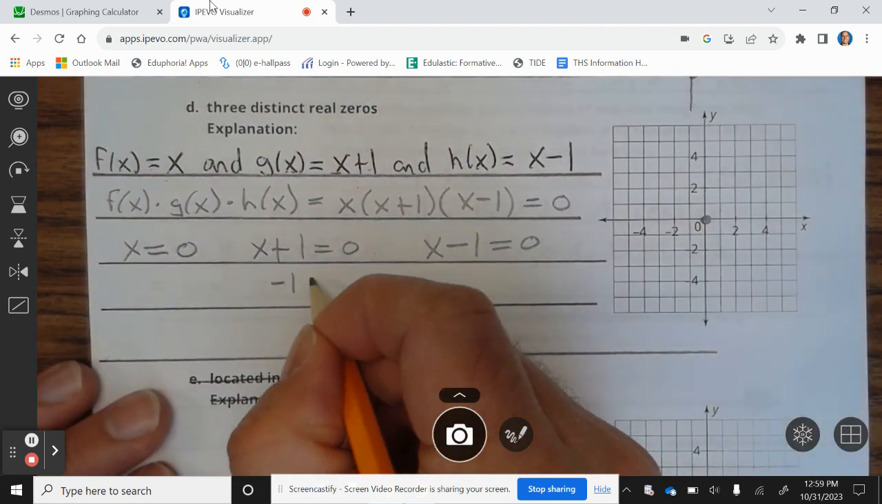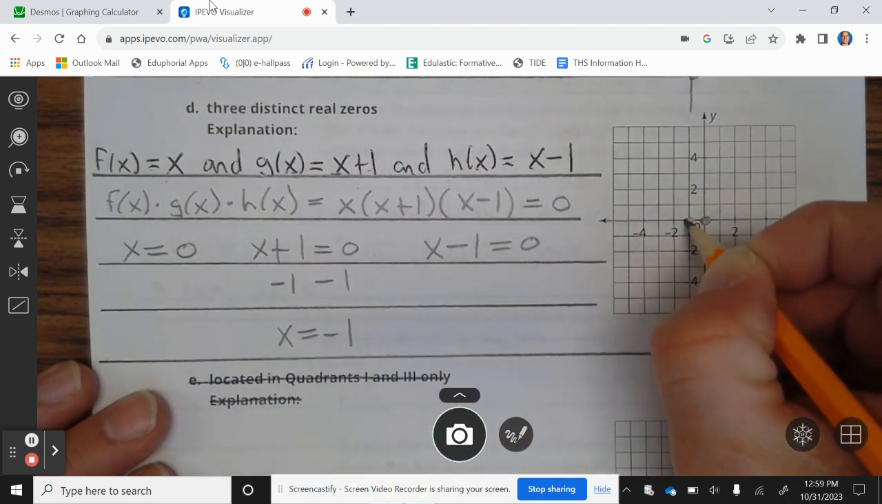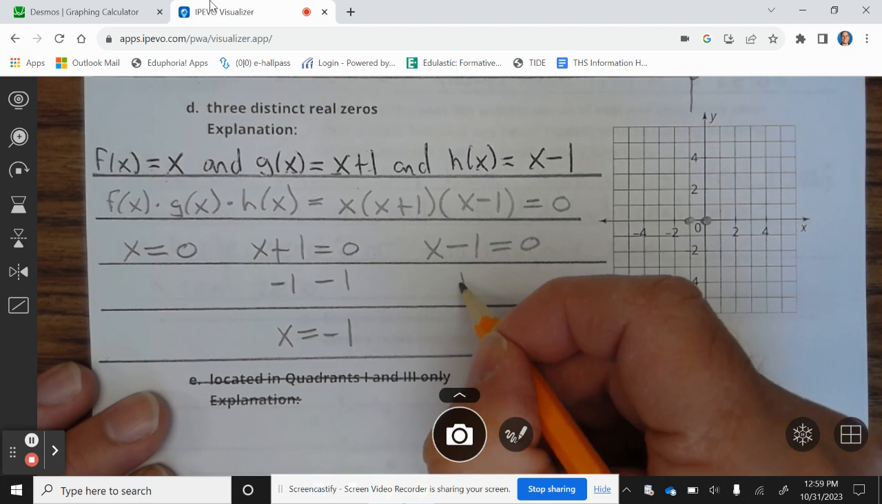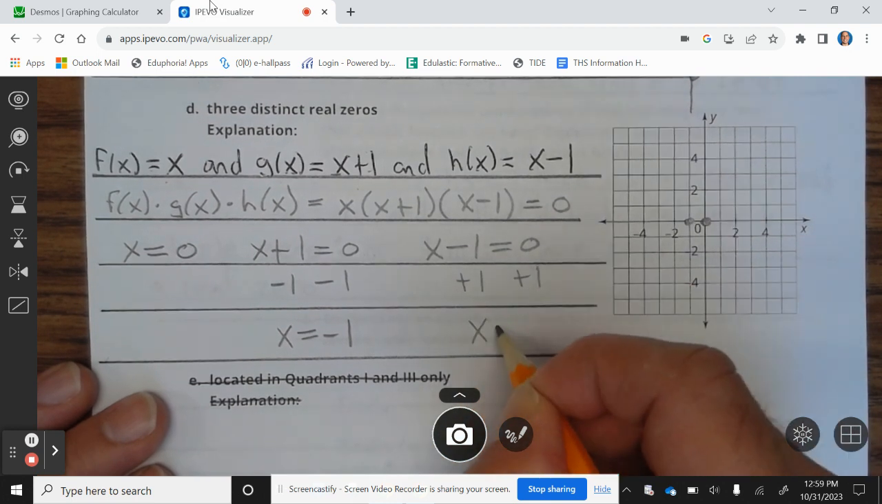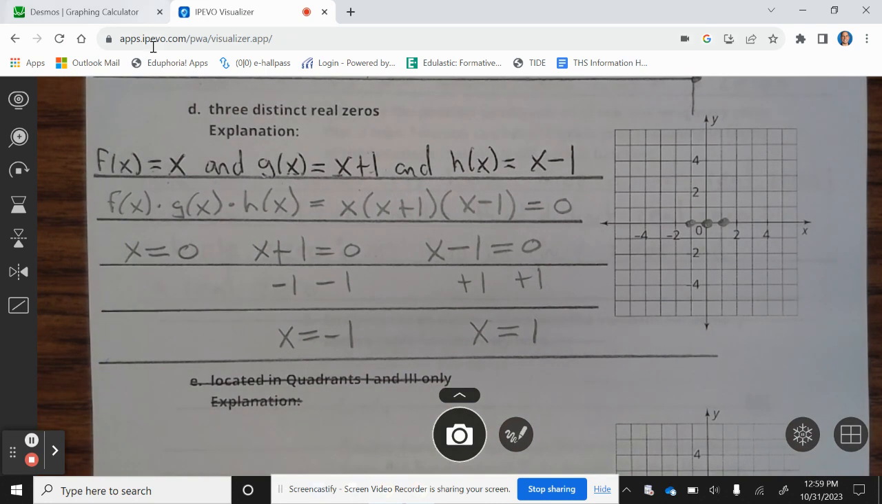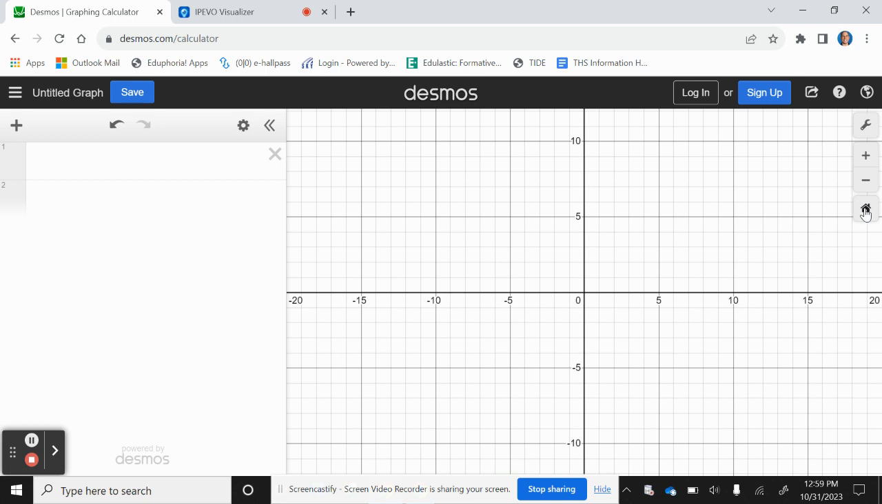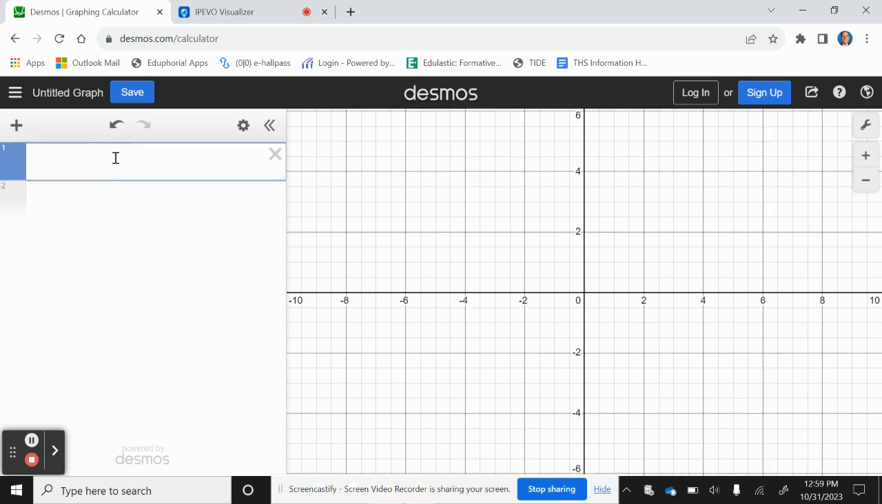So we're going to subtract 1 from both sides. x equals negative 1. And add 1 to both sides. x equals 1. Okay, let's go ahead and graph that in Desmos. So x times x plus 1 times x minus 1.